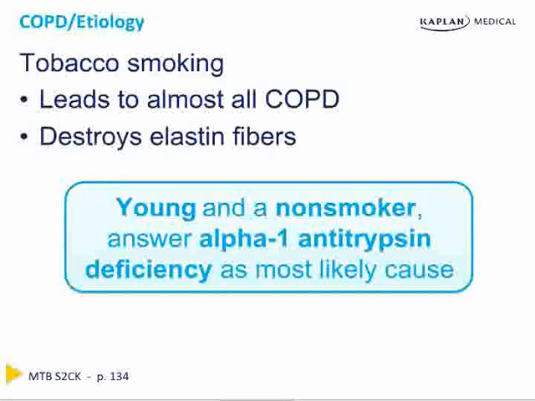If you have a patient, however, who is young and a non-smoker, the correct answer on Step 2 is almost always going to be alpha-1 antitrypsin deficiency. With a deficiency of this enzyme, you're unable to break down certain molecules in the lung that destroy elastin. If you're unable to break those molecules down, you're going to have an excess in elastin destruction. And this leads to a clinical syndrome very similar to emphysema in a tobacco smoker.